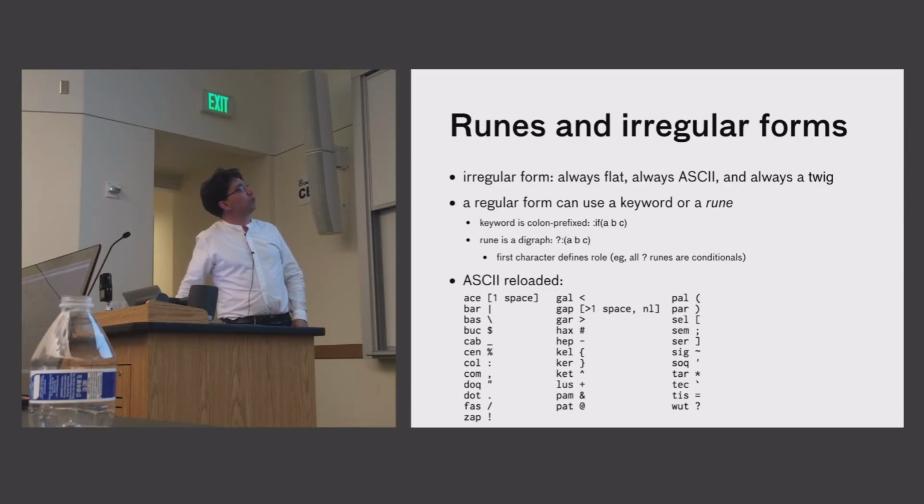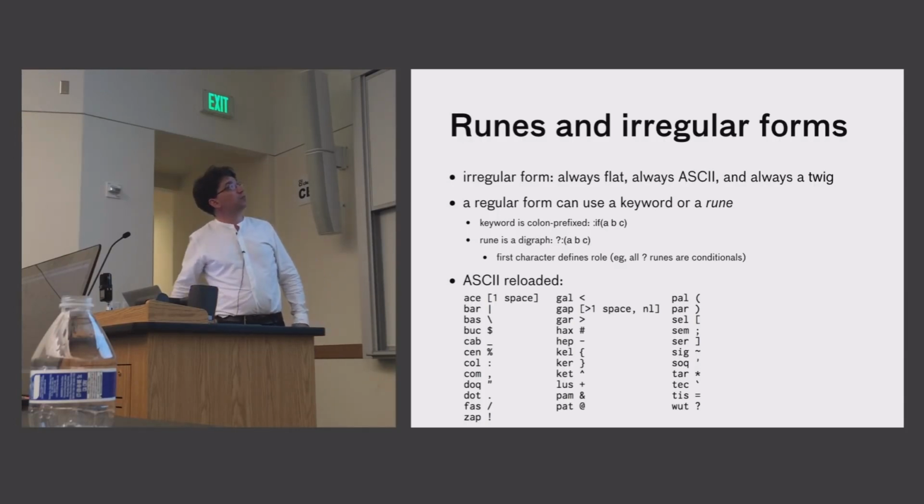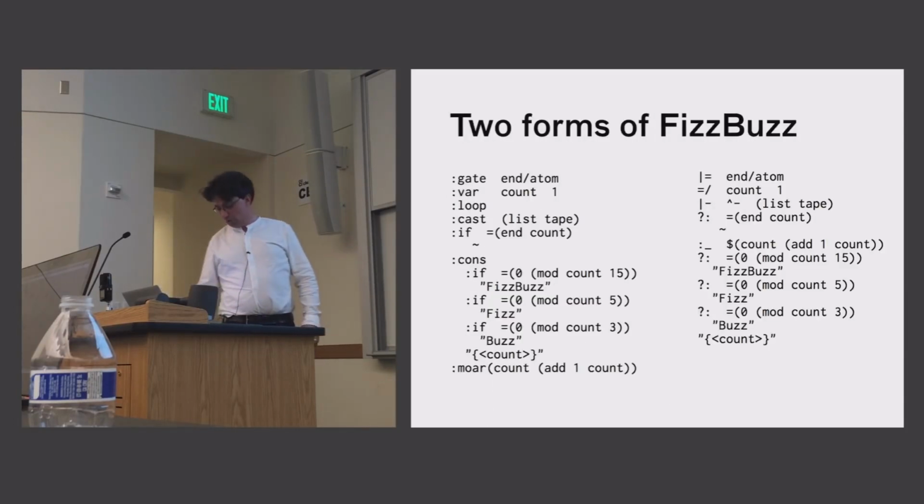So what we've done is the keyword form that you saw. Remember you saw those two forms of Hoon, one using keywords and one using runes. I'm going to step forward and show you. Here are two forms of FizzBuzz. On the right, you see runes. On the left, you see keywords.